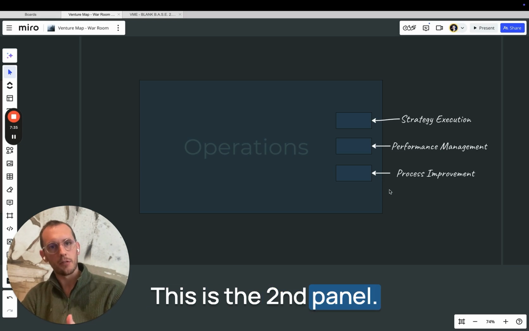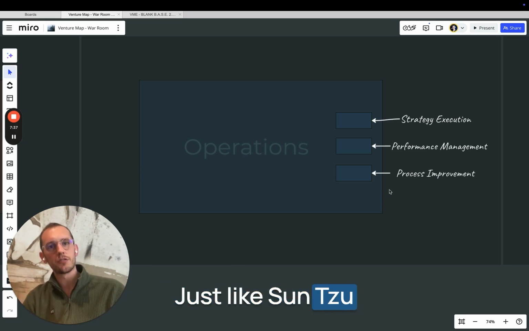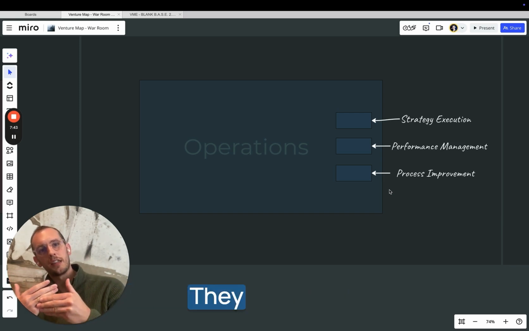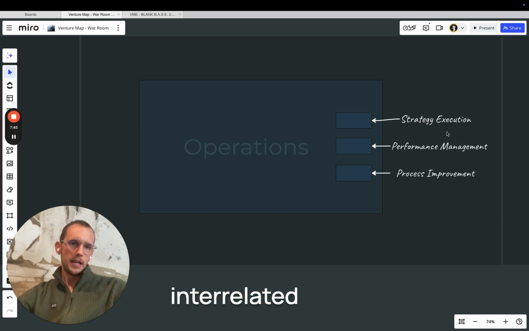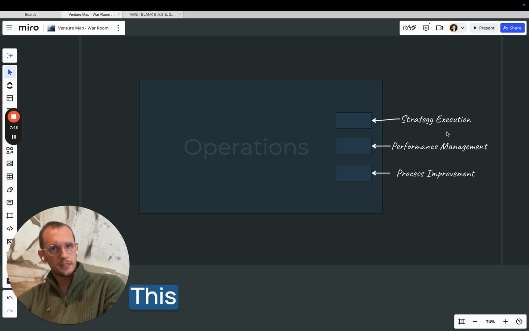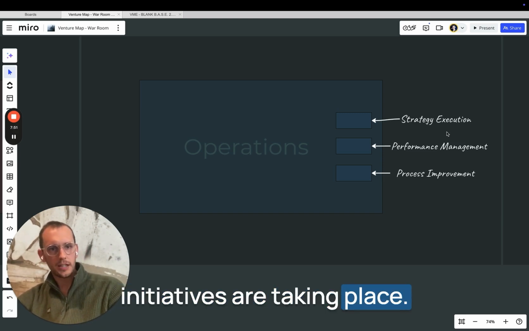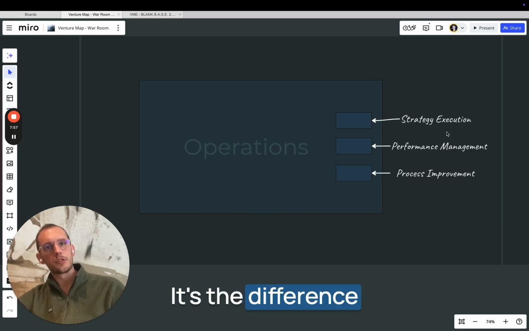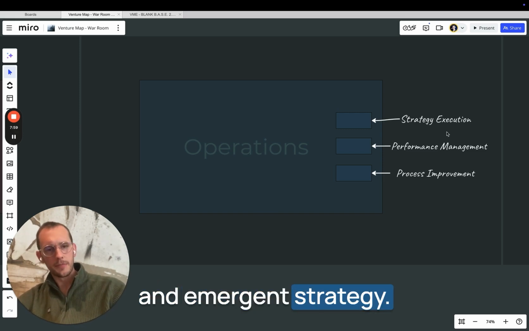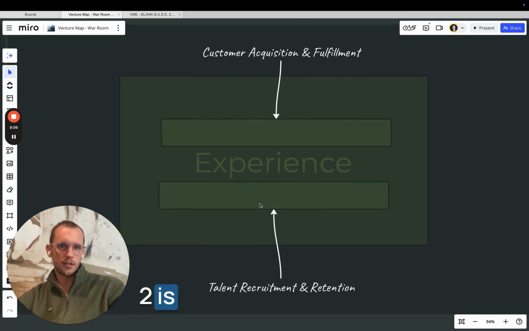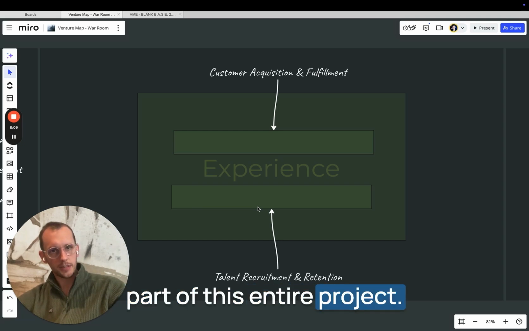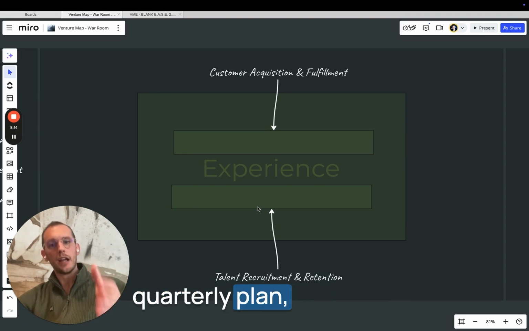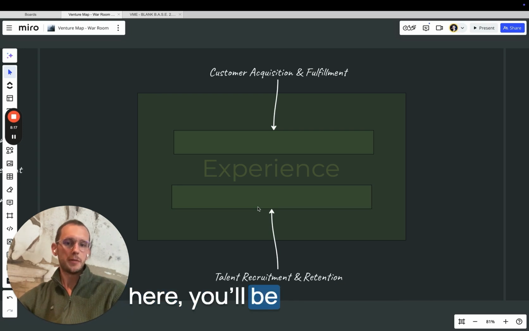This is the second panel that's overlapping our operations. Just like Sun Tzu talked about strategy and tactics, there's two different sides of the coin. They are both interrelated. Here, this is where we track our KPIs. This is where our current initiatives are taking place. This is where what we've planned is actually happening. It's the difference between deliberate and emergent strategy. The overlap between the two is the most important part of this entire project. It's the highest leverage part. And if you do nothing else besides figure out your quarterly plan, but focus here, you'll be successful.